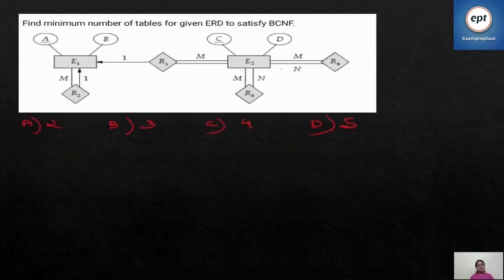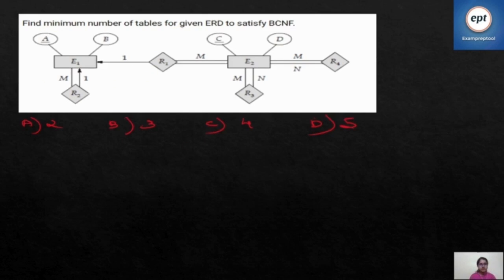Find the number of tables for the given ER diagram to satisfy that it is in BCNF. So the entities we have are E1 and E2. The relation we have between E1 and E2 is 1 to n, and here E2 and R4 we have n to n, E2 and R3 we have n to n, and E1 and R2 we have n to 1, and some attributes are given. So we have to say how many minimum number of tables we can draw.